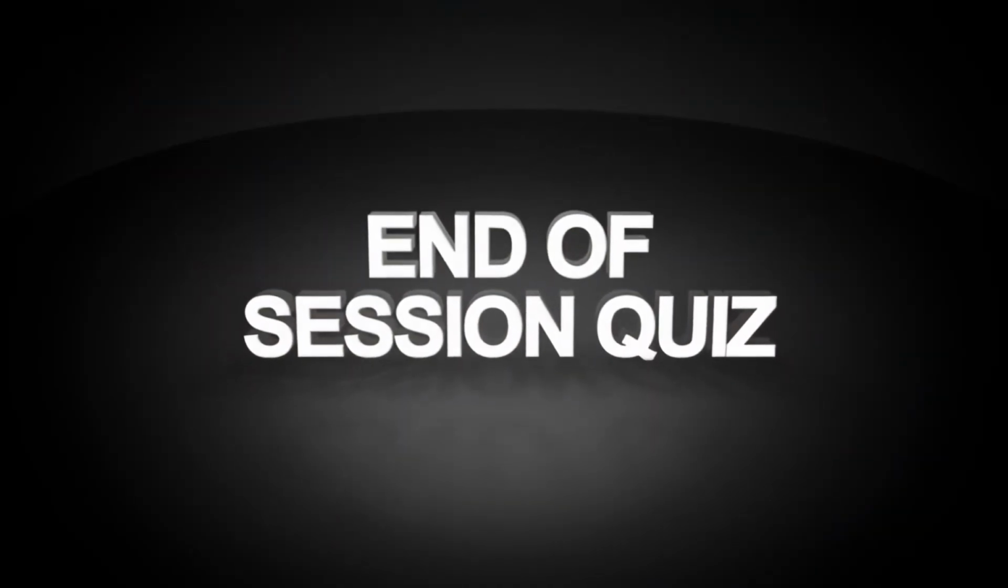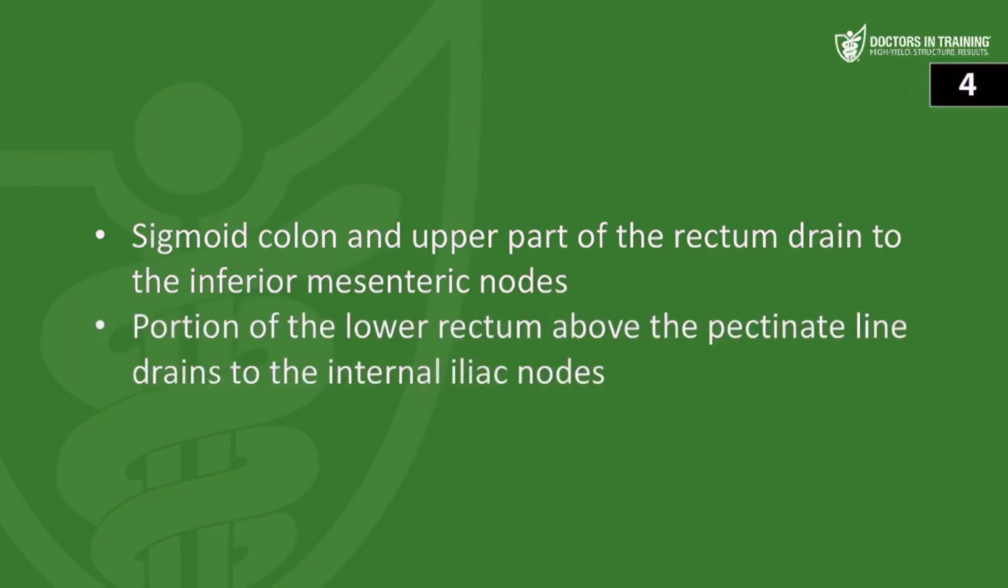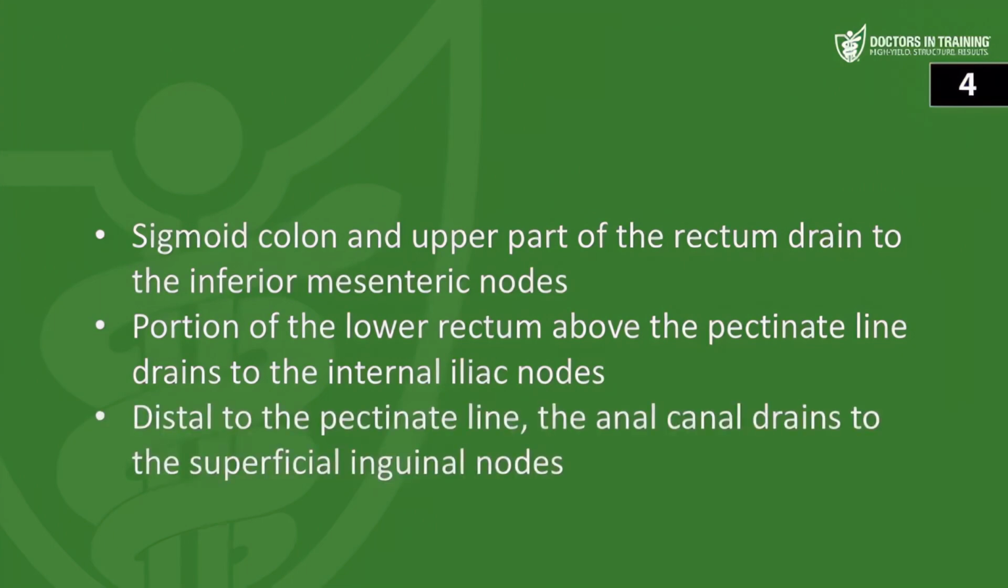All right, let's go ahead and go through your end of session quiz. Let's get started. First question. To which lymph nodes do the sigmoid colon and rectum drain? The sigmoid colon and upper part of the rectum drains to the inferior mesenteric nodes. The portion of the lower rectum that's above the pectinate line drains to the internal iliac nodes. And then distal to the pectinate line, the anal canal drains to the superficial inguinal nodes.